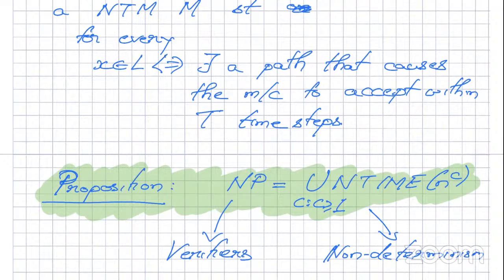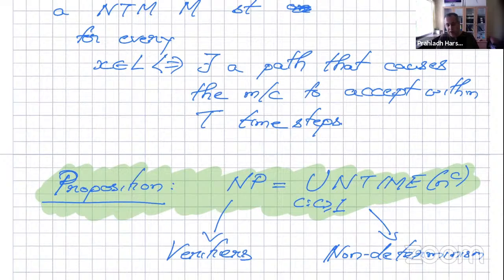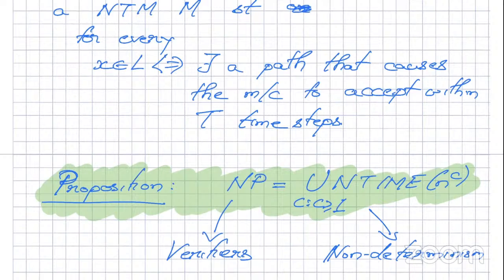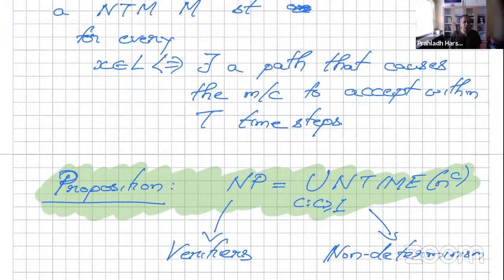So that shows that the right-hand side is a subset of the left-hand side. That is, everything which is in NTIME(n^c) is actually in NP, because that path is at most polynomially long, and hence it can be given as the witness. Okay, so that shows one direction. What about the other direction?